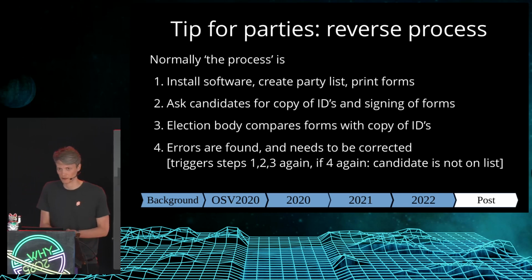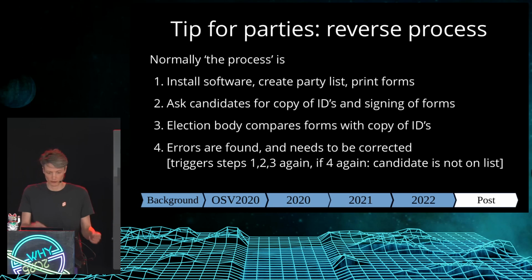I tried to submit another talk about elections, but it was rejected. So reverse your process. The more normal process is: install the software, create a party list, print the forms, ask the candidates for a copy of the ID, sign the forms, and then the election council will compare them and find a problem, and the errors that are found need to be corrected at once. If not, the candidate will not be on the list.